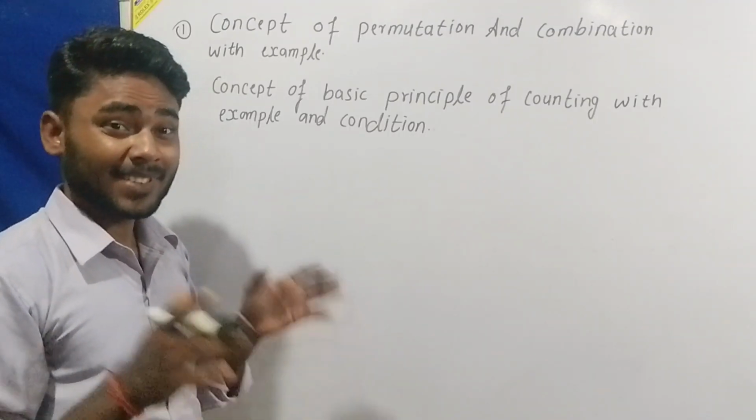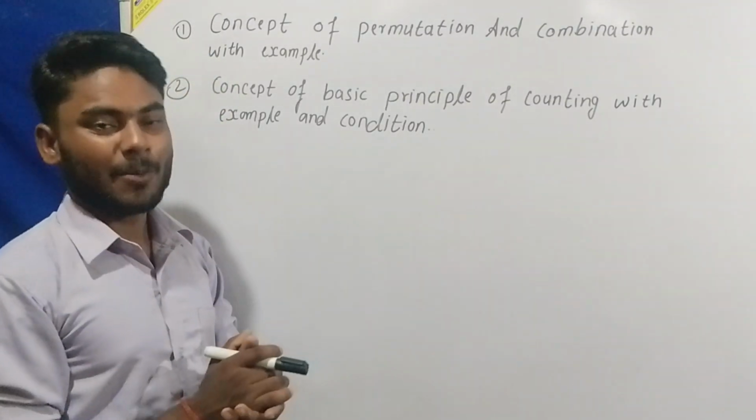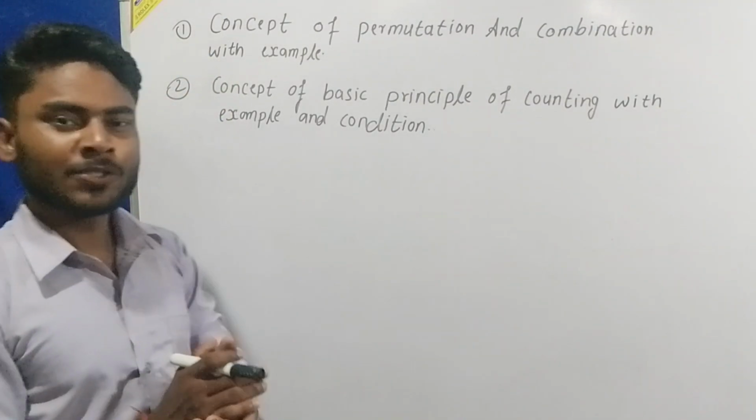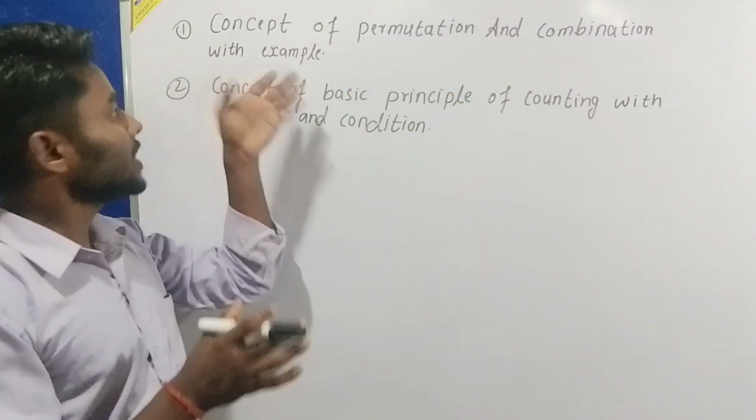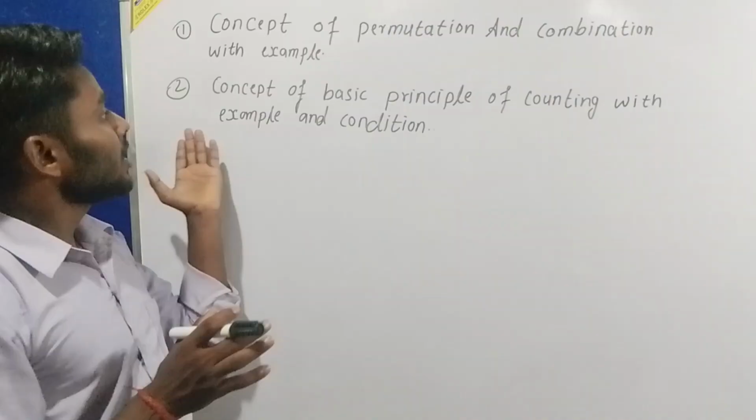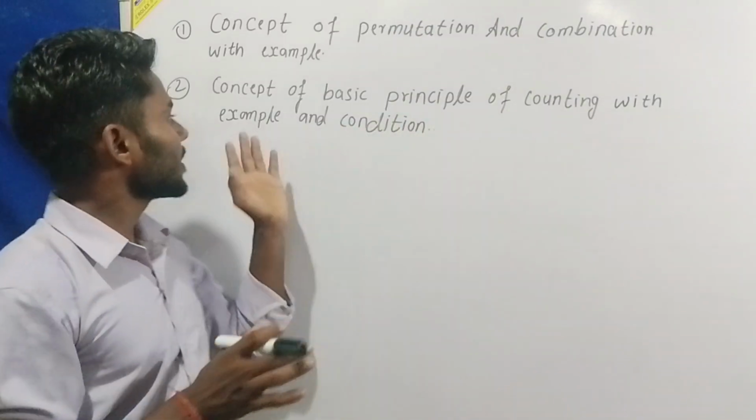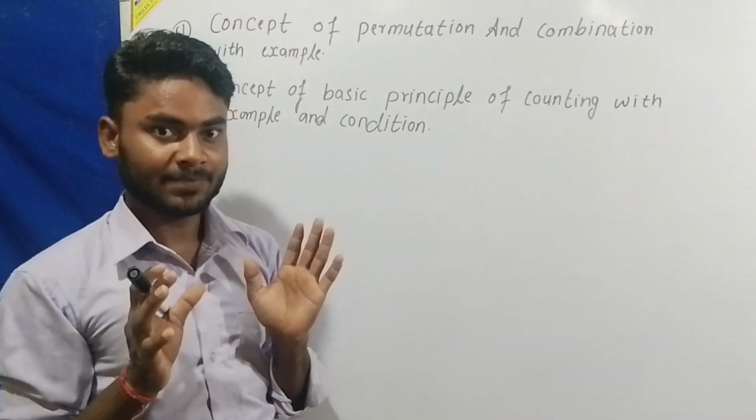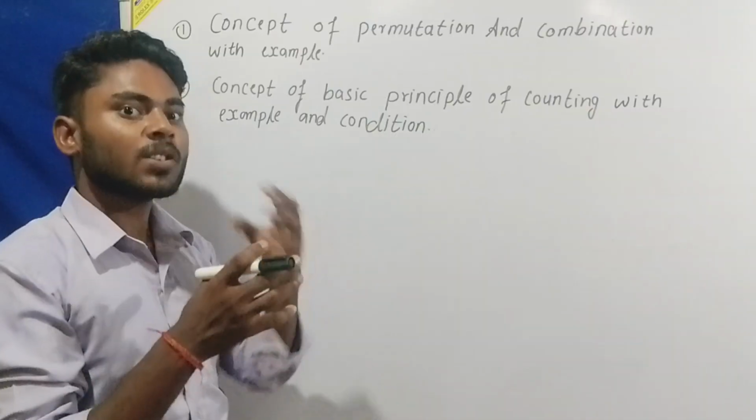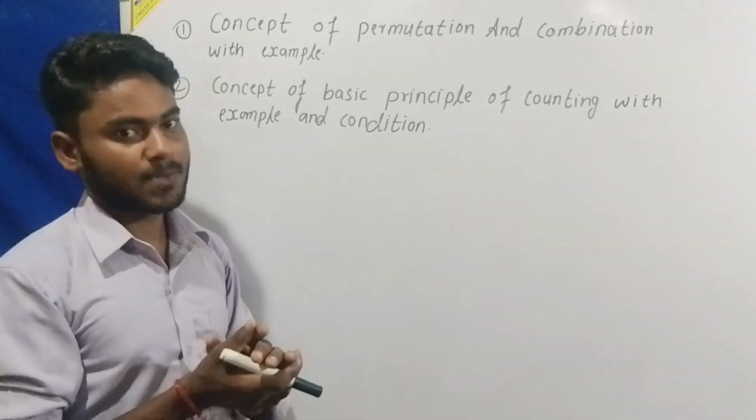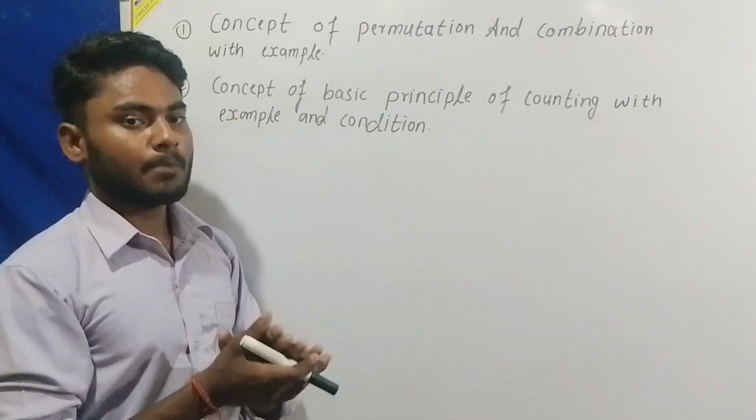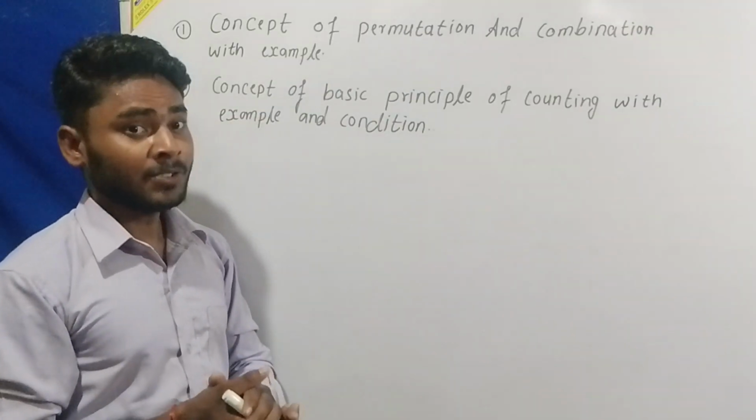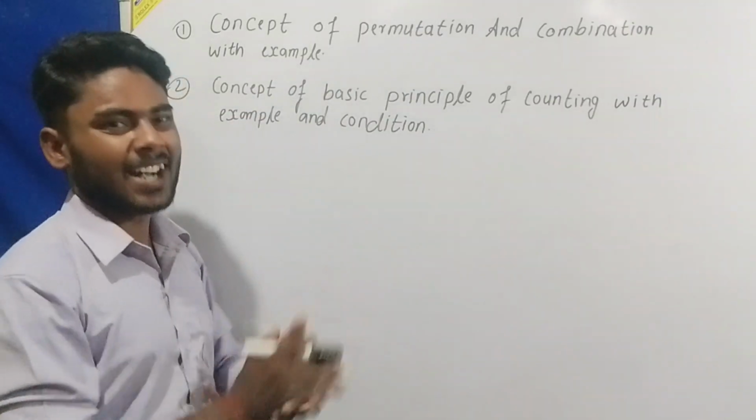Hello everyone. Today we will talk about permutation and combination. So in this video we will cover the concepts of permutation and combinations with examples and the basic principle of counting with examples and conditions. In the next video we will solve questions related to the basic principle of counting and the derivations of the formulas of permutation and combination. So without wasting time, let's start our topic.